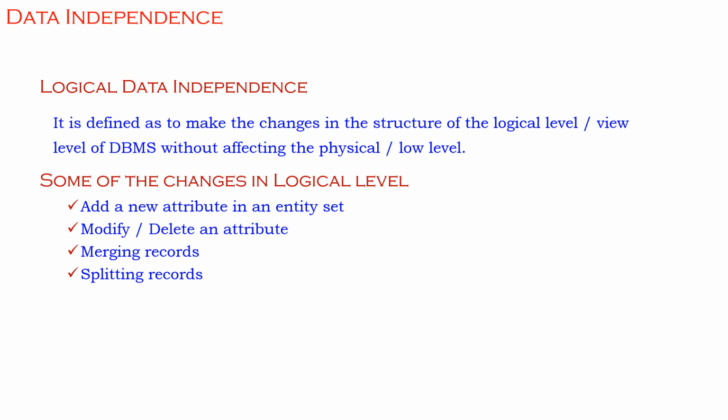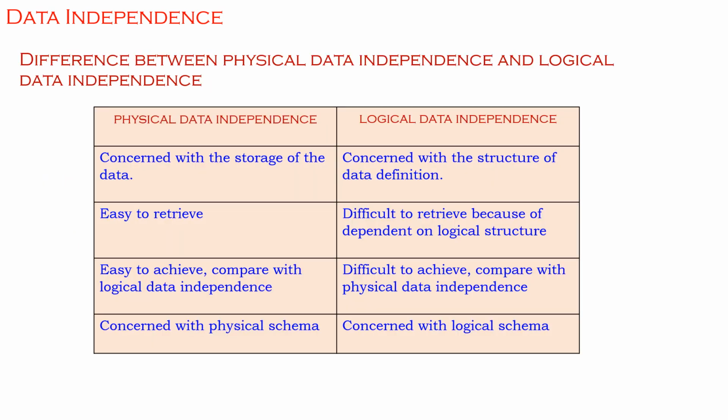That's what we saw as the logical design or the logical schema of the database. These could be some examples of changes we try to make in the logical level. Any changes you make to the logical level should not affect the physical level or the view level. That's the intention. So what's the difference between physical data independence and logical data independence?